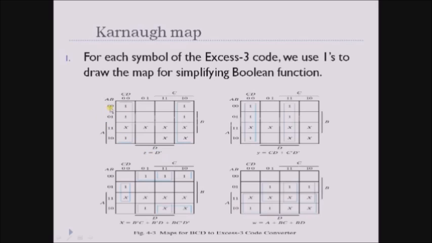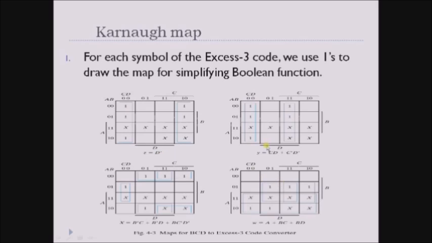Why? Because on the left hand side, A and B values are varying. And when it comes to C and D, only the value which is present in D is constant, that is 0. So that is why it is represented as the complement, that is D complement.